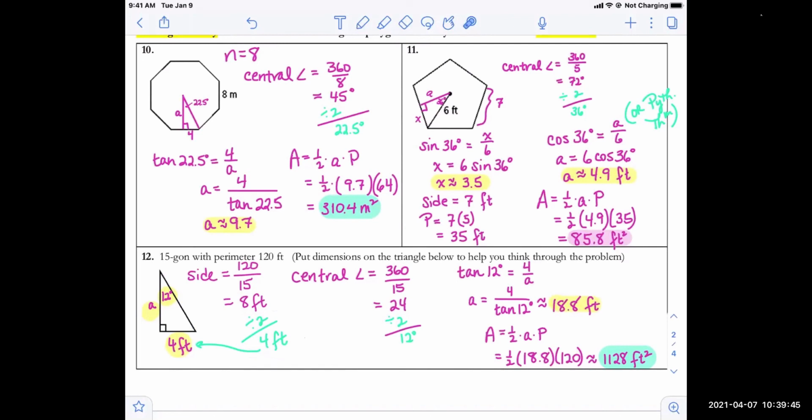And again, on this one, you can use trig. So if you wanted to find the radius and do 1/2 AB sine of 24, you could do that.